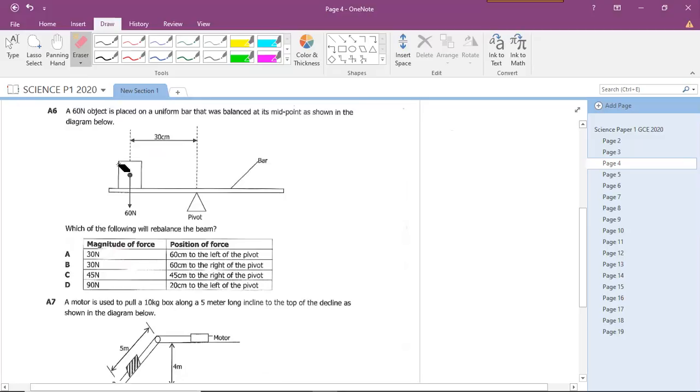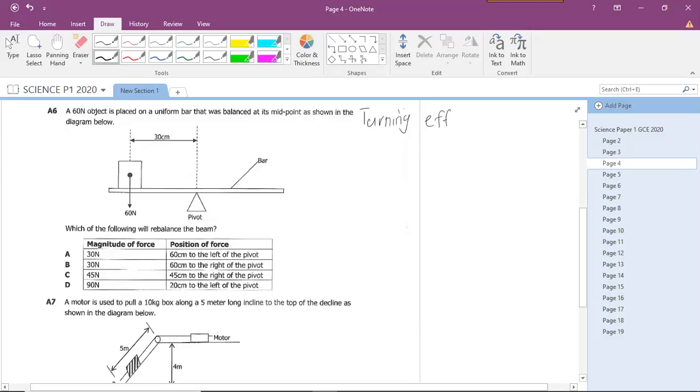Okay, so this is question 6. Students don't like this topic for some weird reason, because it's on the turning effect of the force. It's an extension of dynamics, but you're explaining another type of motion, which is rotational motion. How can a force balance? So meaning some turning effect of a force.